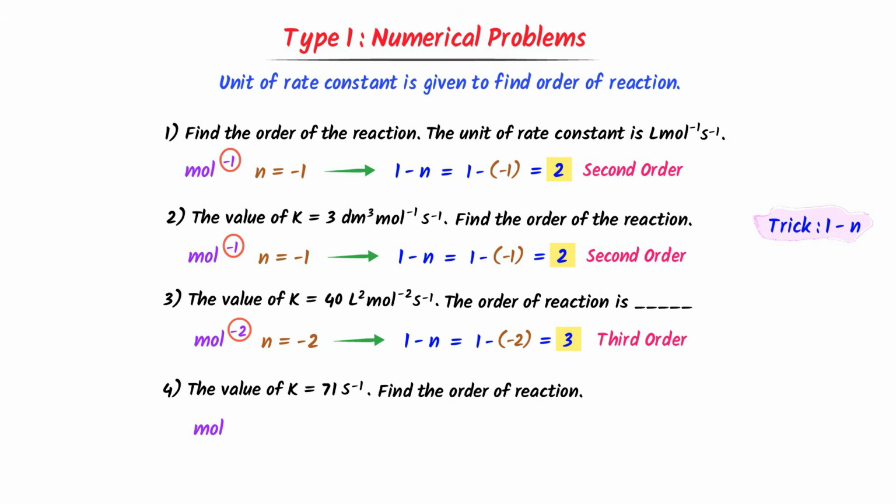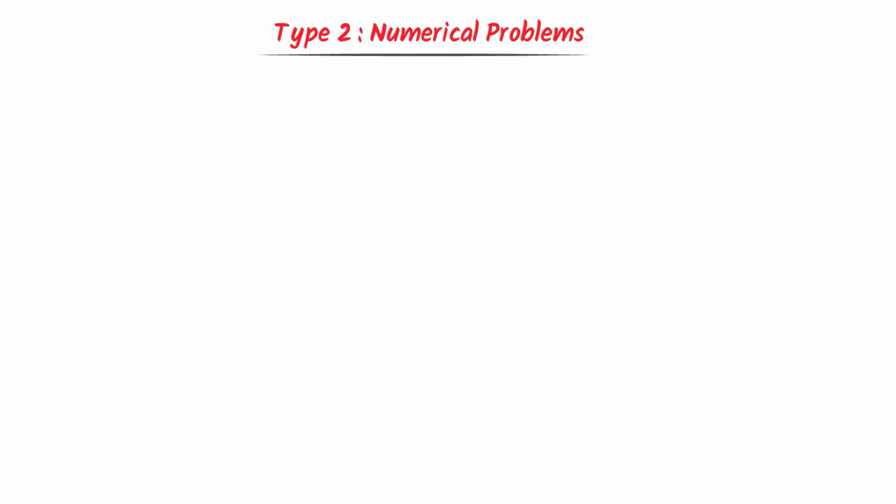Fourthly, I write mole. We can see that there is no mole present in the unit of k, so its power is 0. According to the trick, I write 1 minus n. The value of n is equal to 0. I write 1 minus 0 is equal to 1. Hence, the order of this reaction is 1, or it is first order reaction. Thus, using this simple trick, we can easily calculate the order of a reaction from the value of rate constant. Hence, note down all these numerical problems. Now let me teach you type 2 forms of numerical problems.